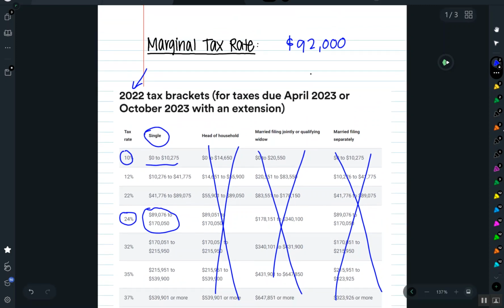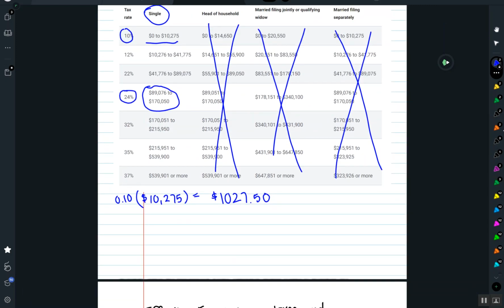But what about the rest of your money? Okay, well, you're going to have to subtract that $10,275 from your $92,000. See how much we have left. So subtracting it from $92,000. Let's see, 92,000 minus 10,275 still leaves you with 81,725.